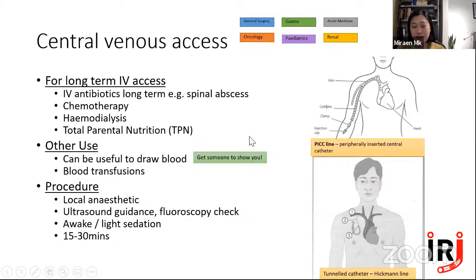Okay, moving on to the second thing that you might encounter as part of your foundation training, central venous access. So I've put a few squares here to suggest where you might have to request one of these. The idea of this is it is a longer term cannula. So for whatever reason you want longer term IV access, maybe they can go home and then come back, etc., you want to consider more central venous access.